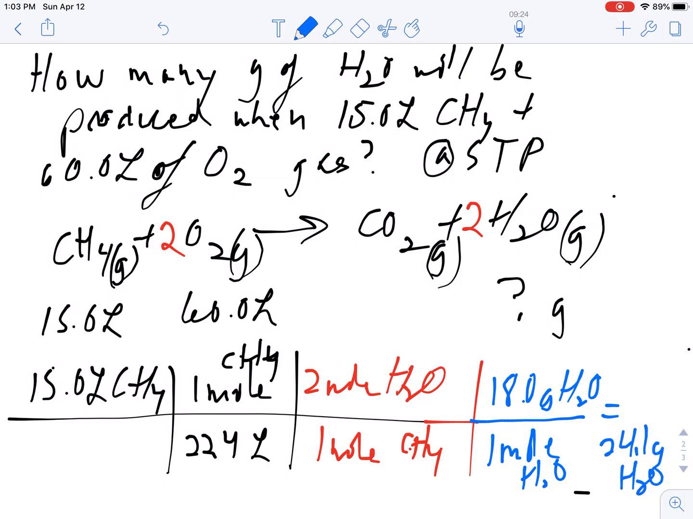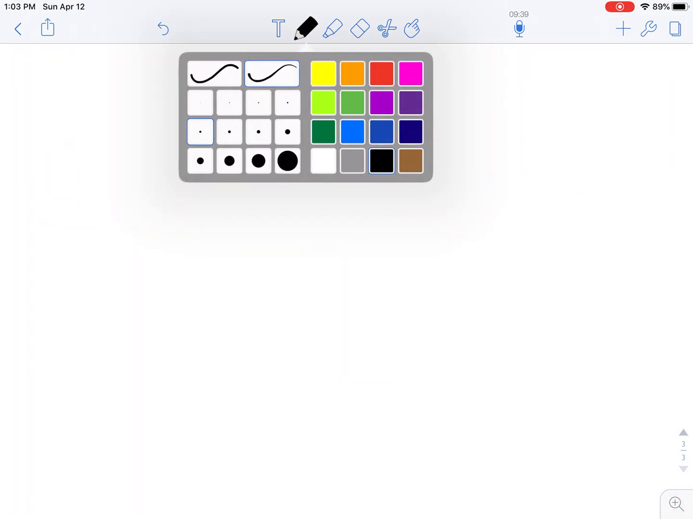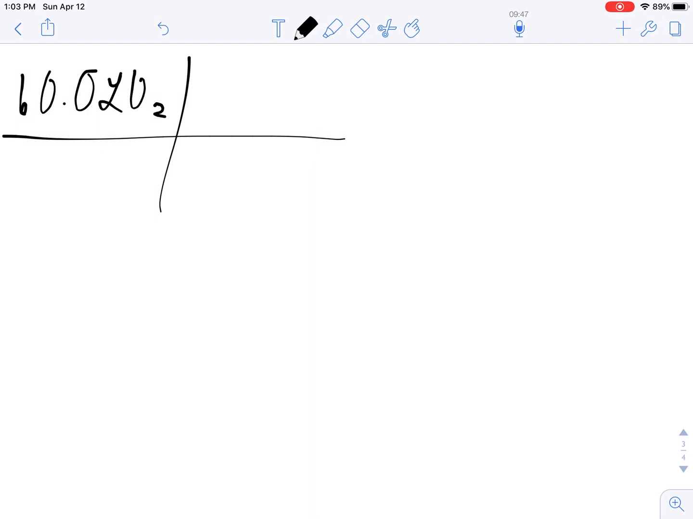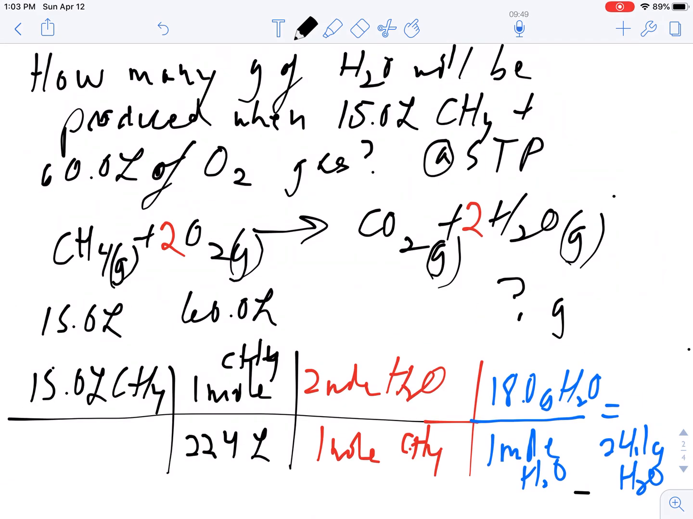of water. Okay. Now I have to do the exact same thing for the oxygen, because I have to see which one am I going to run out of first. Am I going to run out of methane first, or am I going to run out of oxygen first? So I go back and I redo the exact problem, but this time I'm using oxygen. Okay. For whatever reason, people always seem to confuse, and they go back and they find the carbon dioxide.